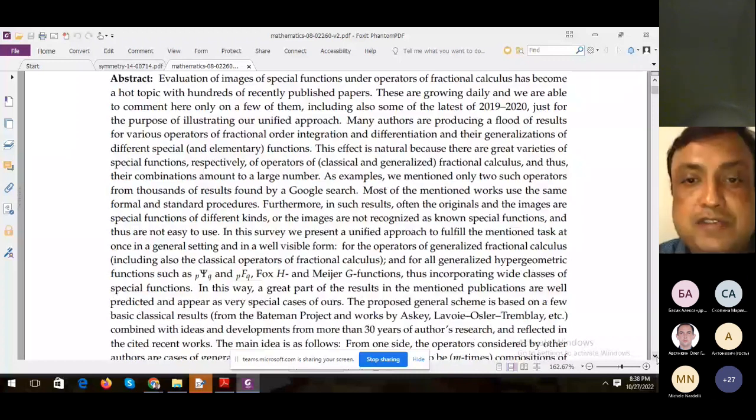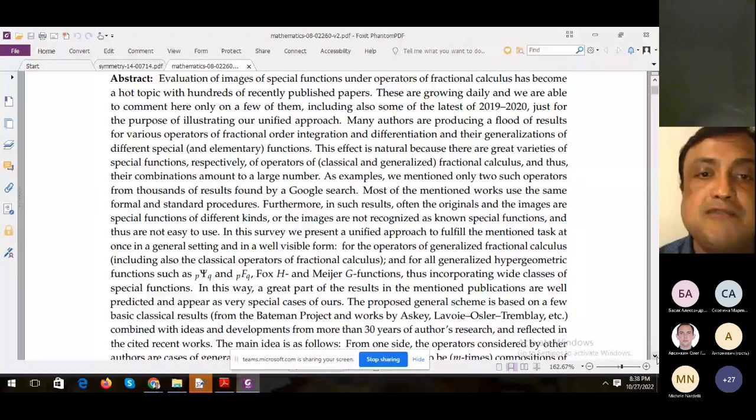This effect is natural because there are great varieties of special functions, respectively of operators of classical and generalized fractional calculus, and thus their combinations amount to a large number. As an example, we mentioned only two such operators from thousands of results found by a Google search. Most of the mentioned work uses the same formal standard procedure.